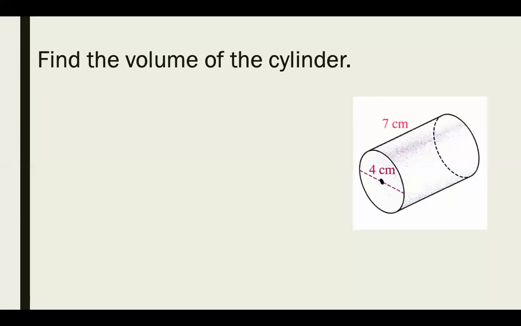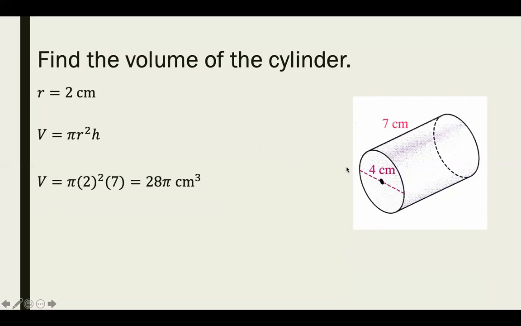And if we look at this cylinder, here we have a diameter of 4 and a height of 7. So let's think about what our radius would be. It would just be 2 because it's half of the diameter. And so we plug this stuff into our formula. We get 28 pi centimeters cubed as our answer, which is approximately 87.96 centimeters cubed.